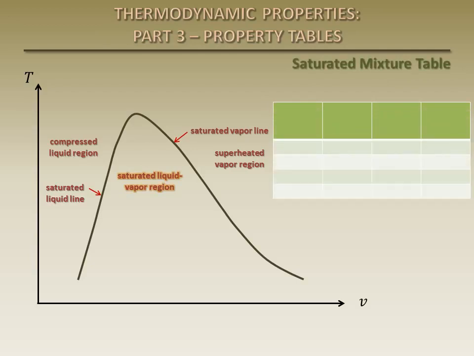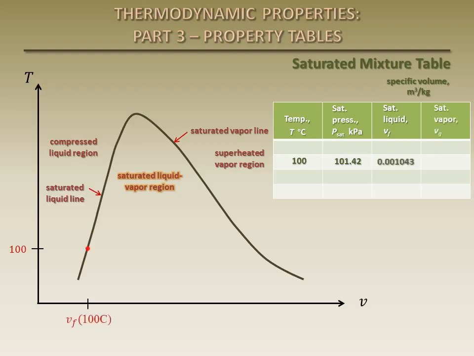We can look up the properties as a function of temperature. For a given temperature, the table shows the saturation pressure, or the pressure at which vaporization will occur at that temperature. It also shows the specific volume of a saturated liquid at the given temperature, Vf, and the specific volume of the saturated vapor at the given temperature, Vg. Each of these properties is shown for discrete temperature values over the saturated liquid-vapor mixture region.